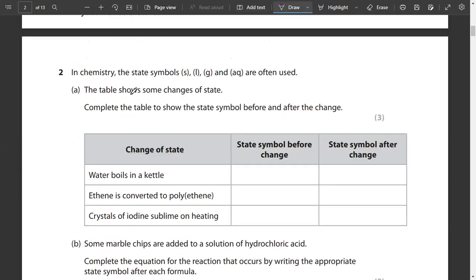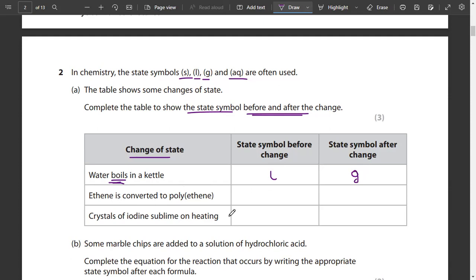In chemistry, the state symbols solid, liquid, and gas and aqueous are often used. The table shows some changes of state. Complete the table to show the state symbol before and after the change. The change of state. Water boils in the kettle. Boil का मतलब क्या है? Boiling means liquid to gas. तो पहले आपके पास क्या होगा? Liquid. And after that क्या होगा?